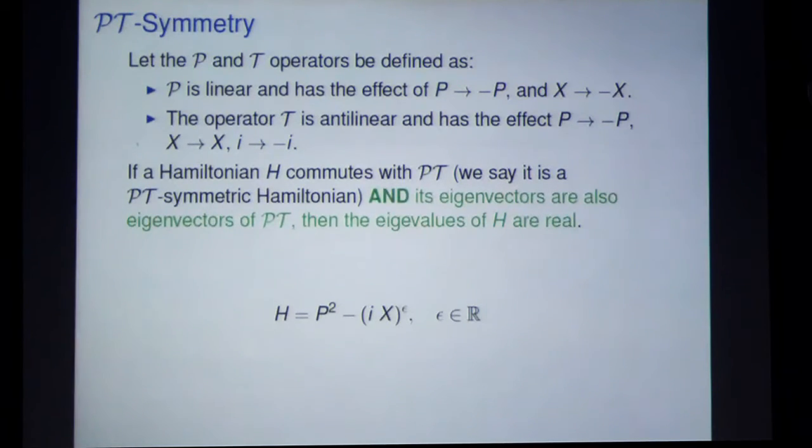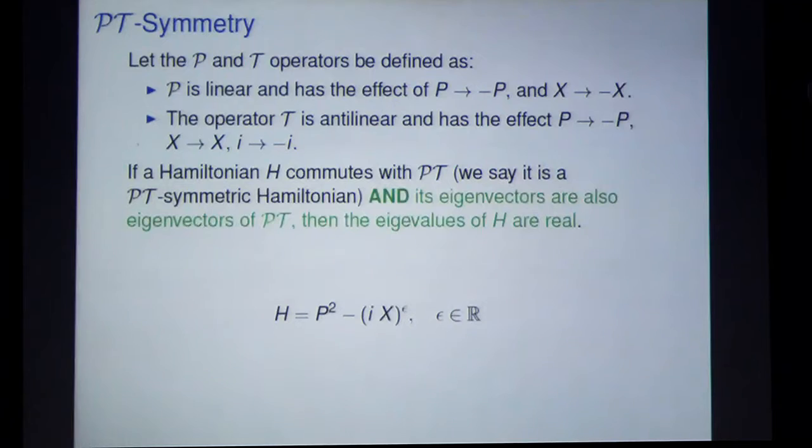And there are some results in this sense saying that if a Hamiltonian H commutes with the PT operator, we say that we have a PT symmetric Hamiltonian, and this is important, if its eigenvectors are also eigenvectors of PT, then the eigenvalues of H are real. So we have non-Hermitian Hamiltonians with real spectrum. And one of the examples is this family of Hamiltonians, P squared minus IX raised to some power.